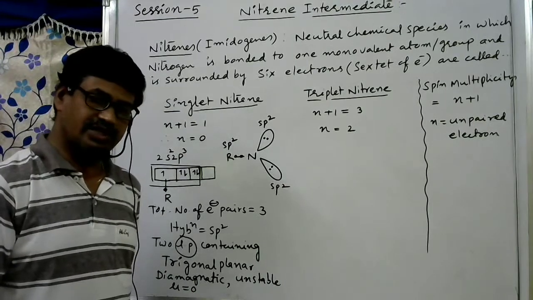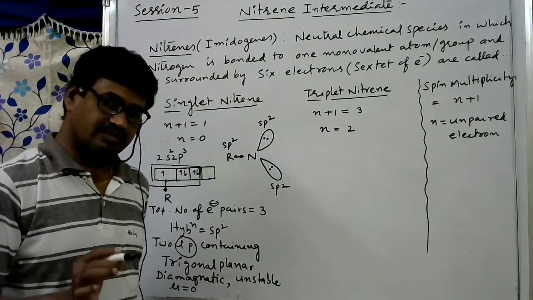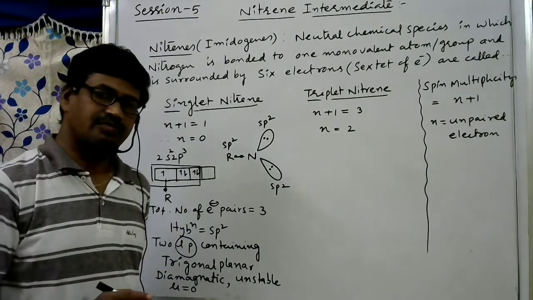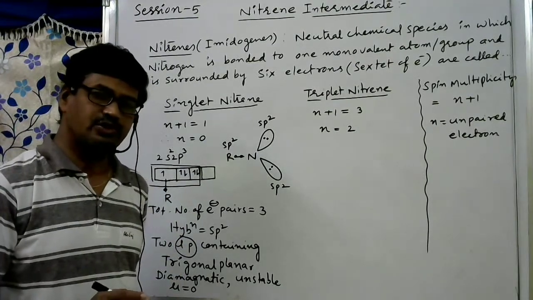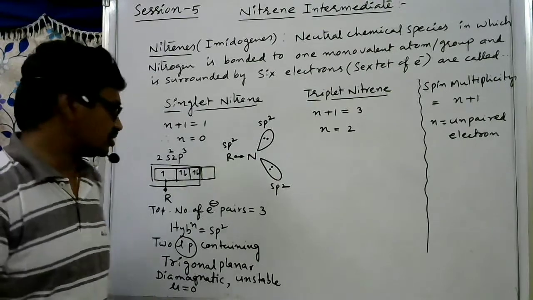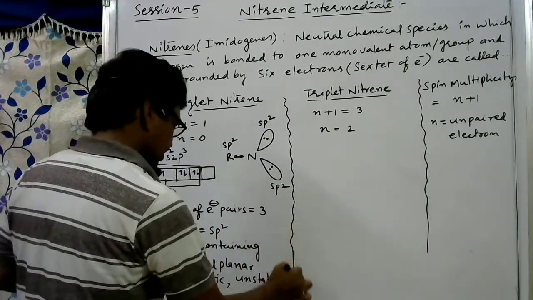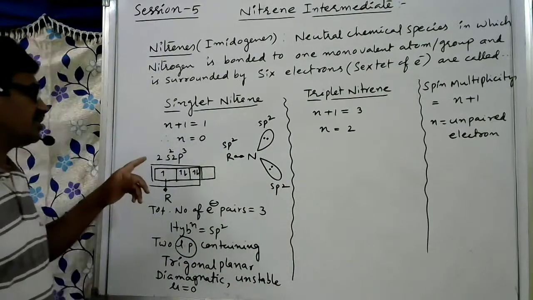Under root n into n plus 2 is the magnetic moment formula. The n value is 0, so mu equals under root 0 into 0 plus 2, which means it is 0 only. So this is about singlet nitrene. Then triplet nitrene also, same thing.